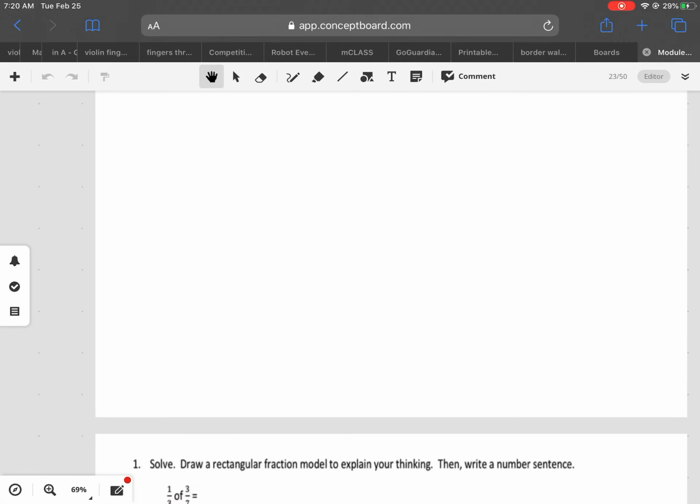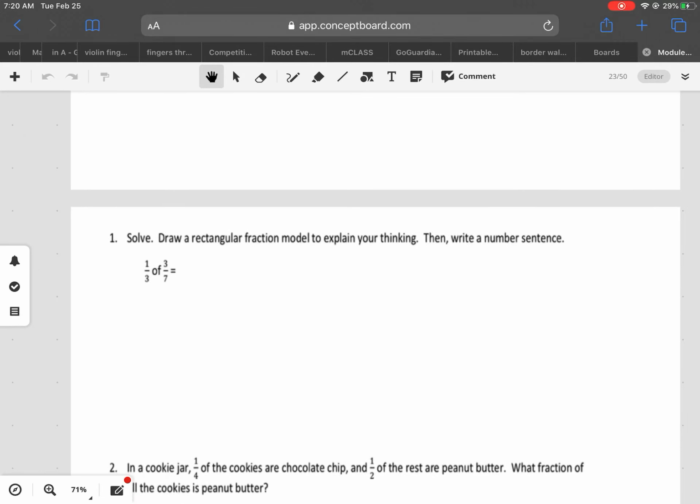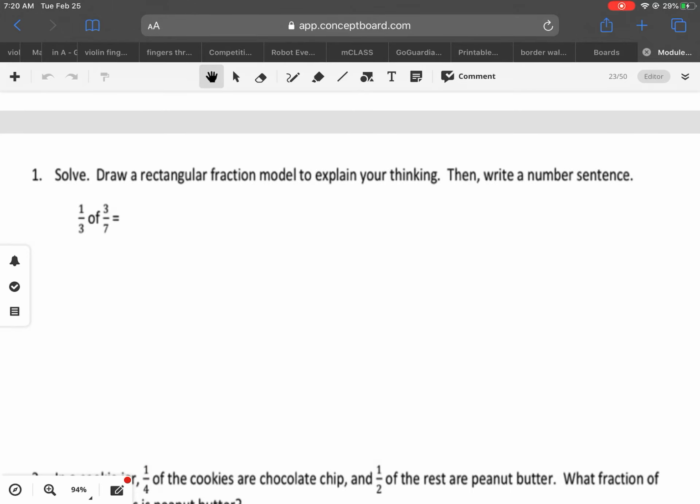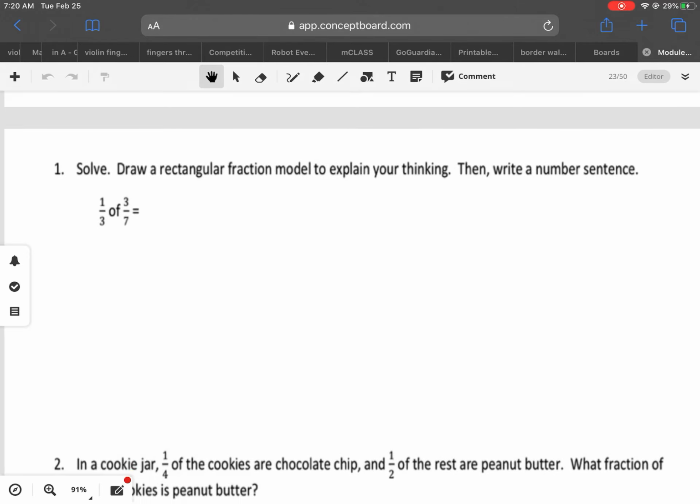Alright, this is Module 4, Lesson 14, Homework Help for 5th grade. I want to show you what we did today because we haven't done it yet. Okay, solve, draw a fraction model to explain your thinking, then write a number sentence. Alright, so our number sentence is fairly straightforward, 1/3 times 3/7. And so how would we draw that?